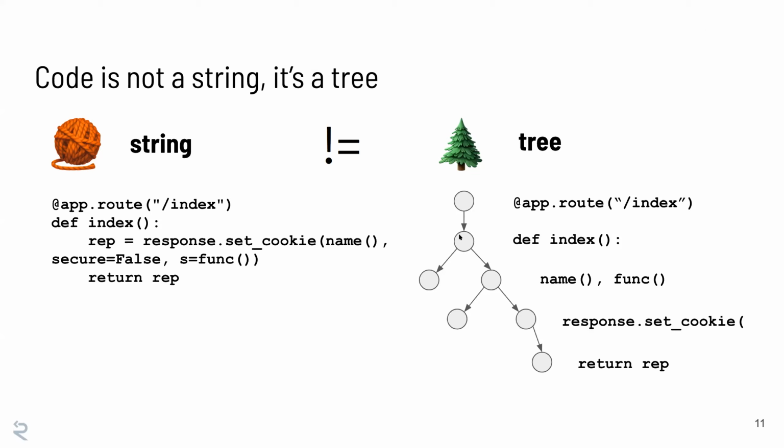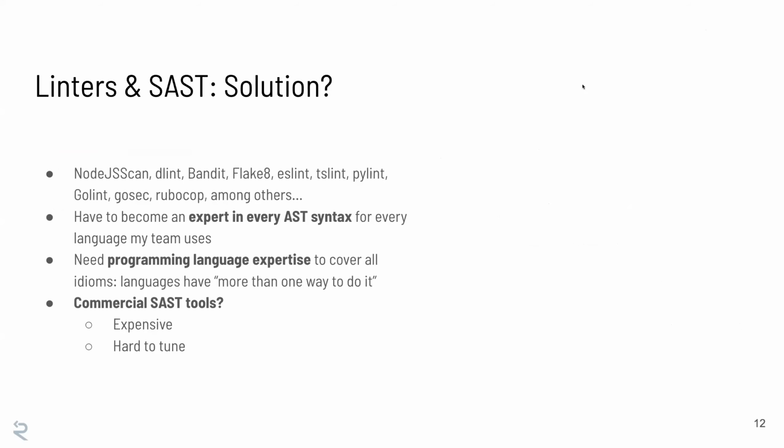And of course, we're using the computer science definition of a tree. So it would be great if we had something that could operate on the tree. And in fact, if you look at linters and SAST tools, there are plenty of things that are operating at this level. So Node.js-scan, dlint, bandit, flake8, eslint, tslint, pylint, golint, gosec, rubocop. There are a bunch of tools that have been written.